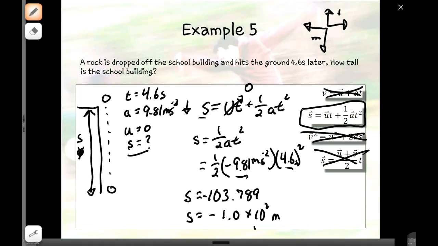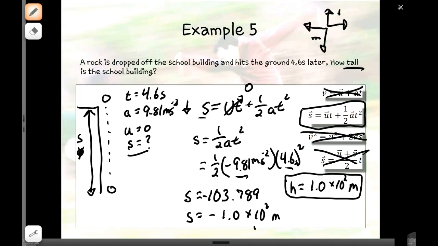Now this negative sign tells me that the rock falls down, but we want to know how tall is the building. Well, we usually measure the building from the ground up. So we're going to say the height of the building is going to equal 1.0 times 10 squared meters. All right. Notice how I put it in scientific notation to show that I have 2 significant digits, but I still keep the 100.